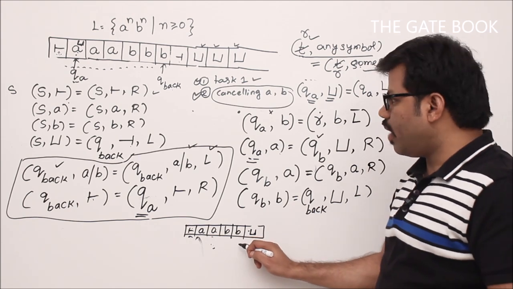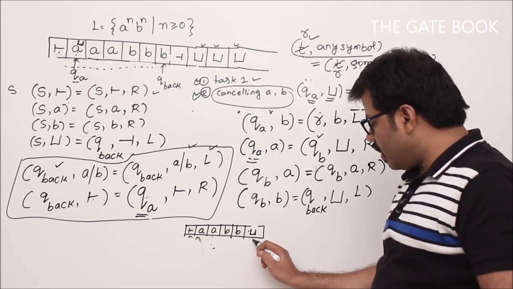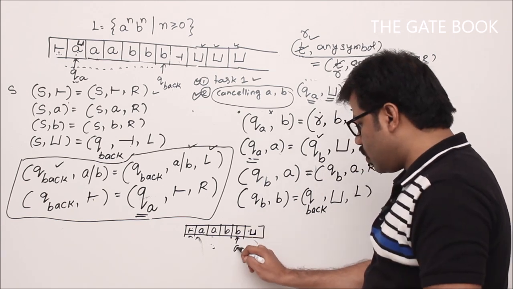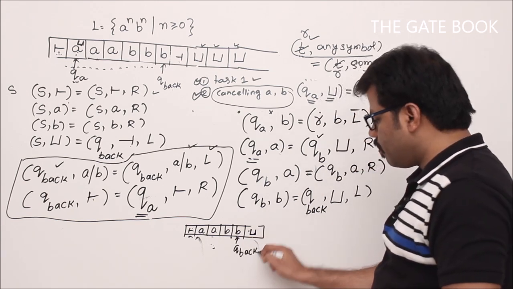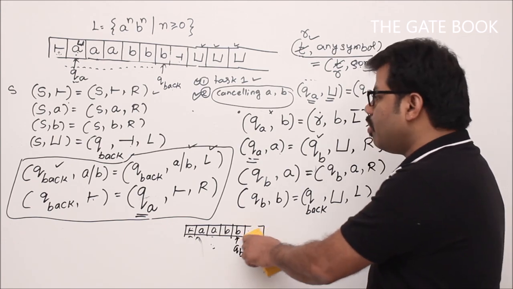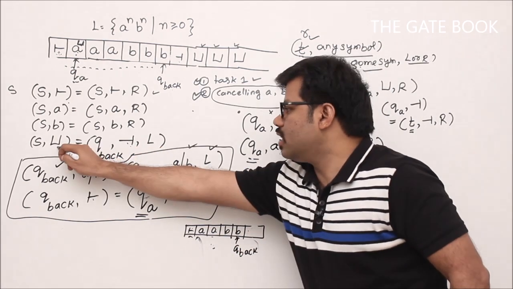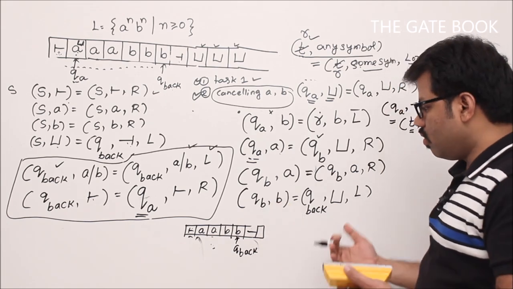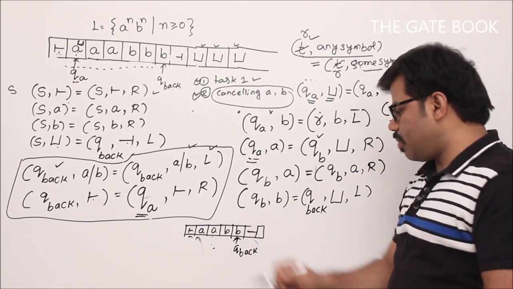Okay, state is Q back. And go left, because we were here, then the decision is going left. So this is Q back. Ready? Now, but this symbol will be modified, you see. Blank is modified to right end marker. Yes, perfectly, our code is working as we are expecting.